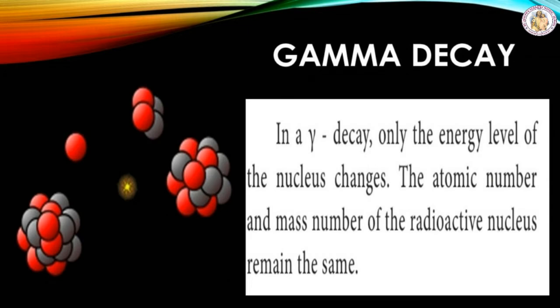Gamma decay. In a gamma decay, only the energy level of the nucleus changes. The atomic number and mass number of the radioactive nucleus remain the same.